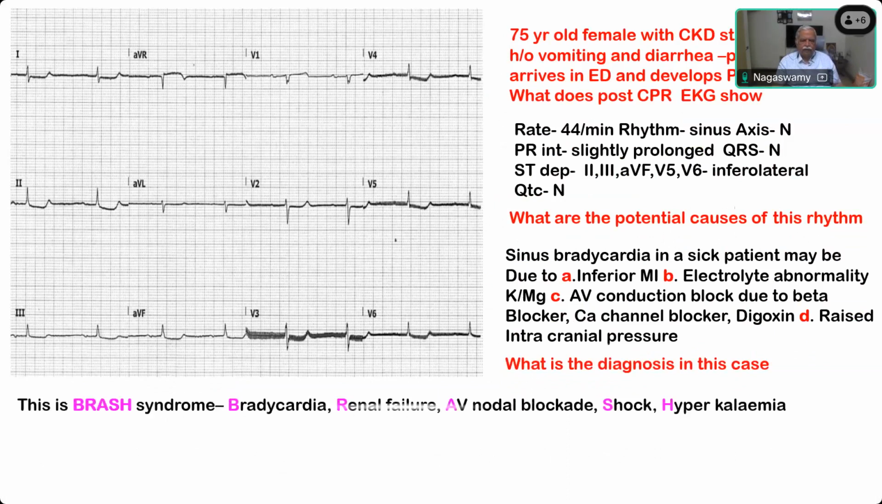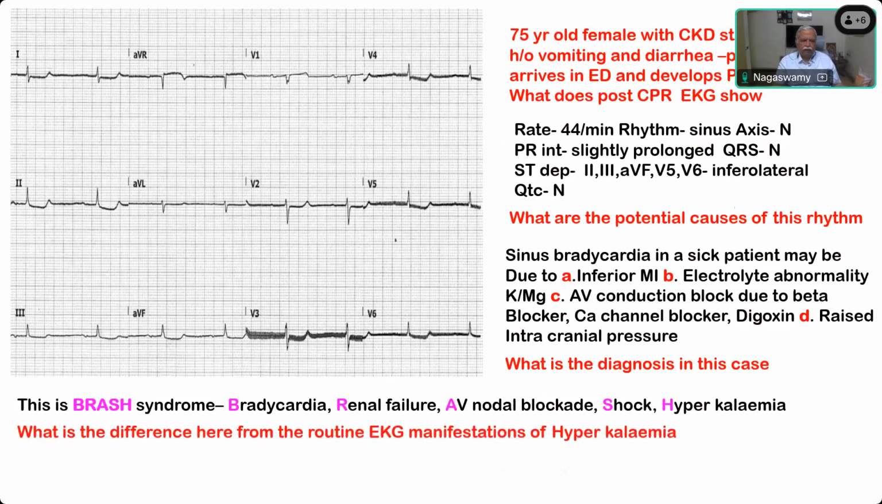So this is what is called the BRASH syndrome. Bradycardia, renal failure, AV nodal block, shock and hyperkalemia, all combined together. So we have all these things in the same patient. That is called the BRASH syndrome.